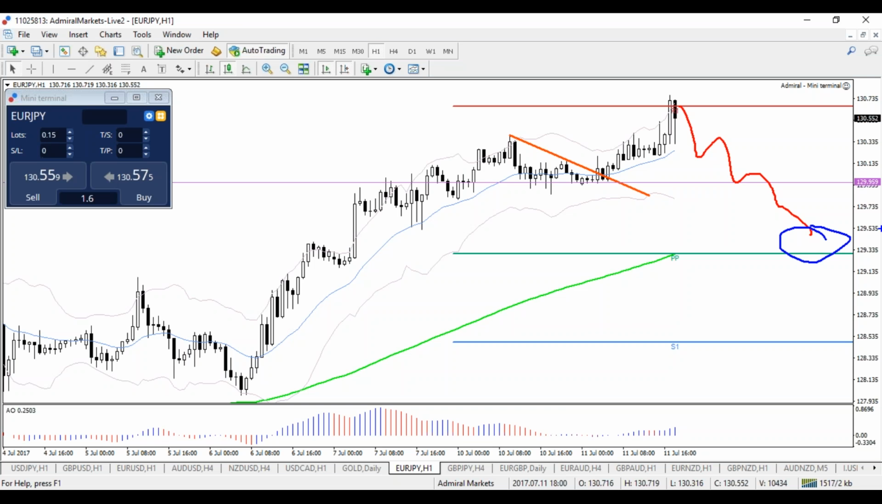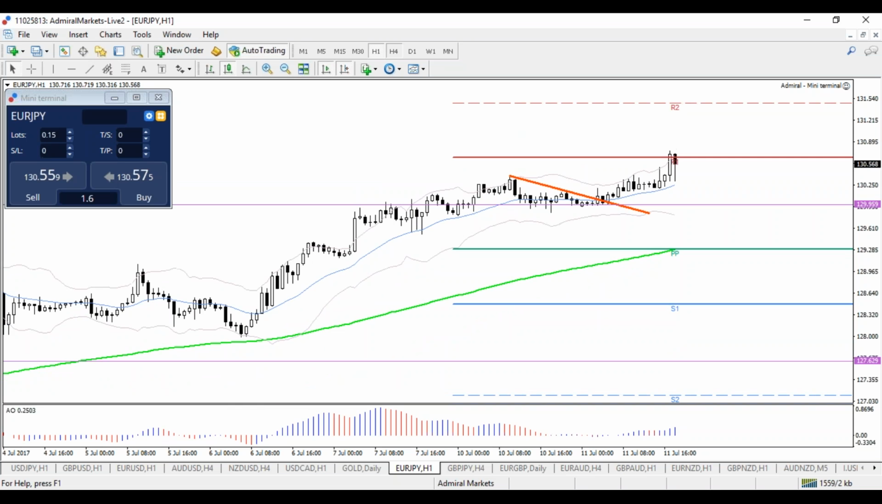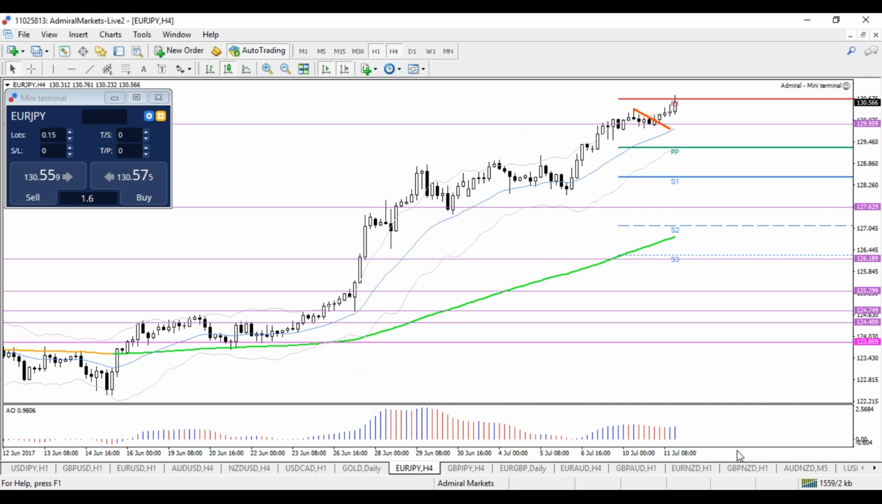So that's the euro yen. I know it's a bit quick perhaps, but at this moment I don't see anything but a retracement from my perspective. That could change if, let's see, I think that's it.